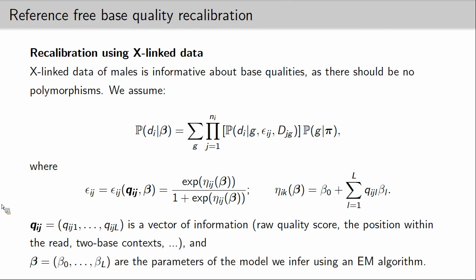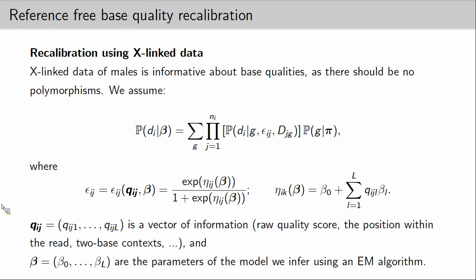So I'm going to walk you through. The thing is that we make a particular assumption, namely that we can get one part of the genome for which we may not know the sequence, but we do know that it should be monomorphic all over. Okay? And one of these types of sequences is, for instance, X-linked data in males.